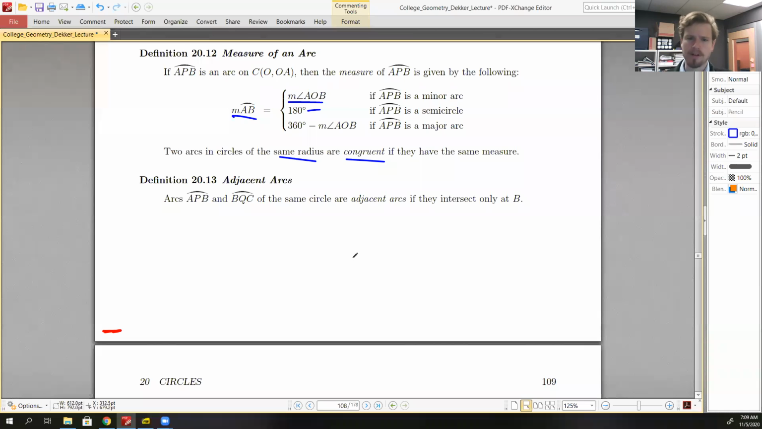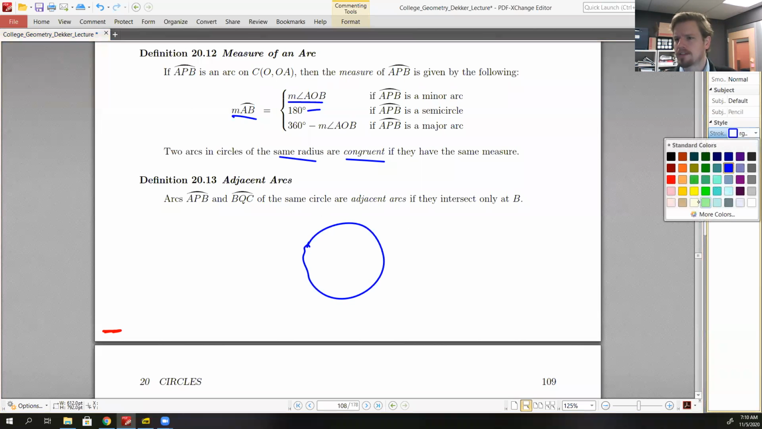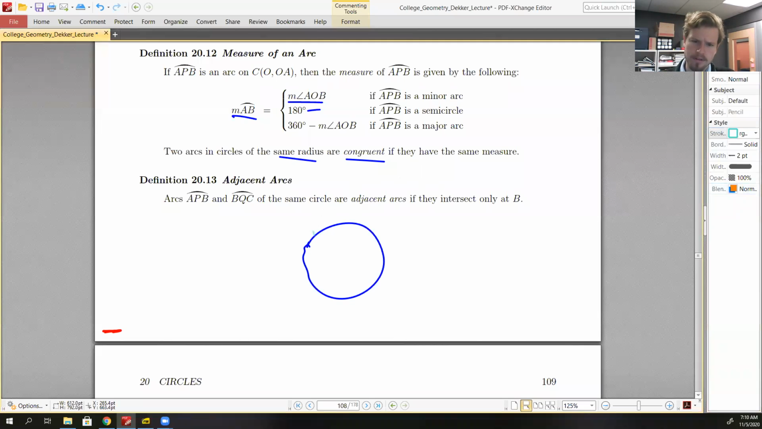We say that two arcs are adjacent to one another if they are on the same circle and they have one point in common, an endpoint in common. So we might say that this arc and this arc are adjacent because they have this one point in common.